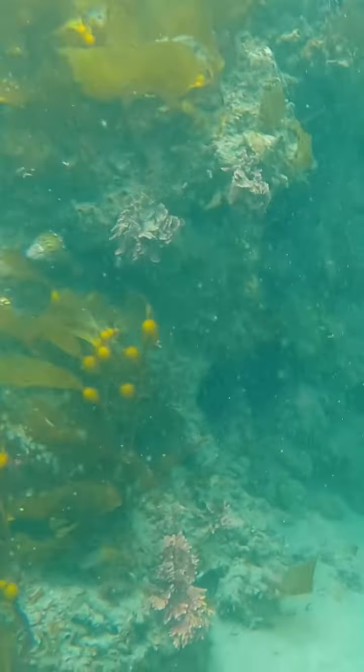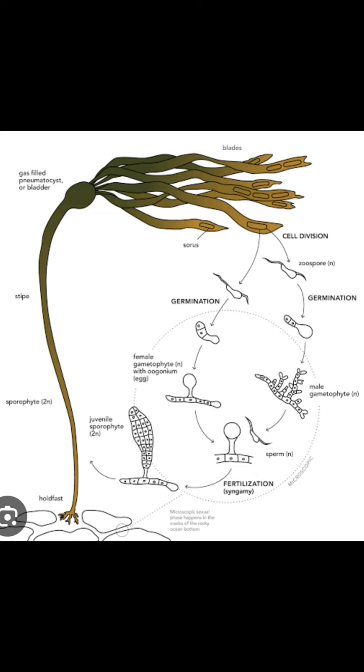They settle on the seafloor and germinate into male and female gametophytes. Then there is the gametophyte stage, that is a haploid, microscopic, filamentous stage, much smaller than the sporophyte. The male gametophyte produces sperm in the antheridia and the female gametophyte produces eggs in the oogonia.